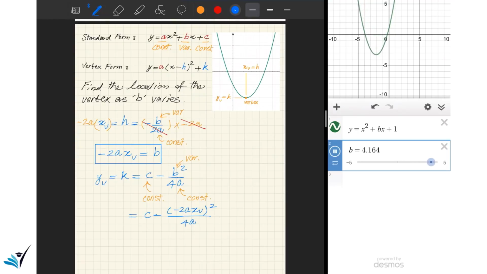Let's take one more step to simplify this further. We have c minus 4a squared x sub v squared divided by 4a. So 4a squared in the numerator will cancel out with the 4a in the denominator, and we are left with a in the numerator. So if I rewrite this expression, I would have y sub v is equal to c minus a times x sub v squared.